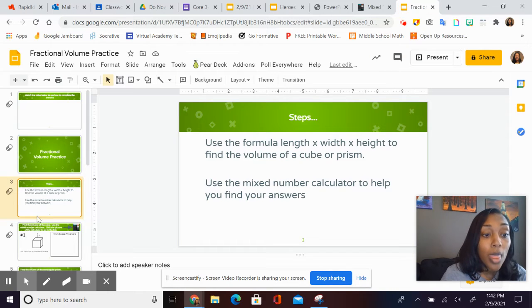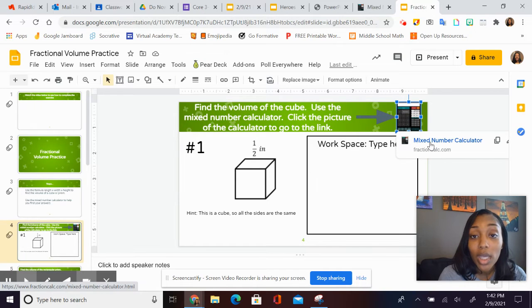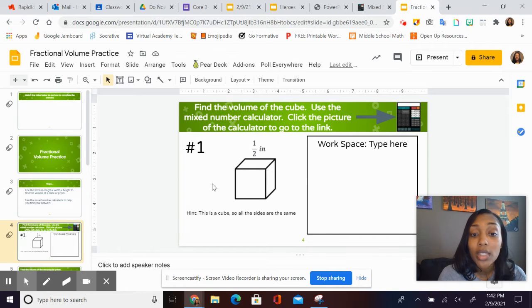All right, so if I want to find the volume of this cube, I want to use the formula length times width times height, and I'm going to use my mixed number calculator. And I have a little picture of it over here on the screen, and I have a link for it as well. So if you click the picture, it gives you a link so that you can open that mixed number calculator up if you don't have it open already.